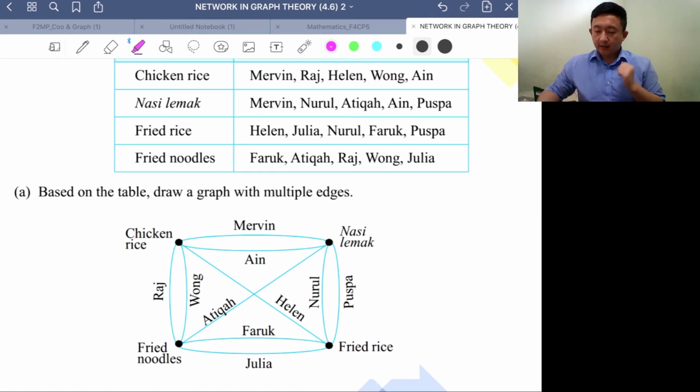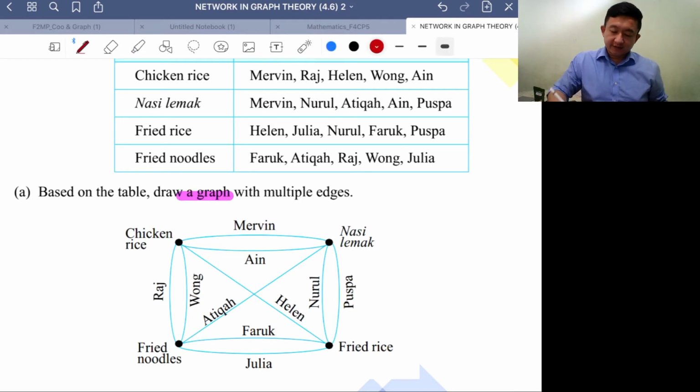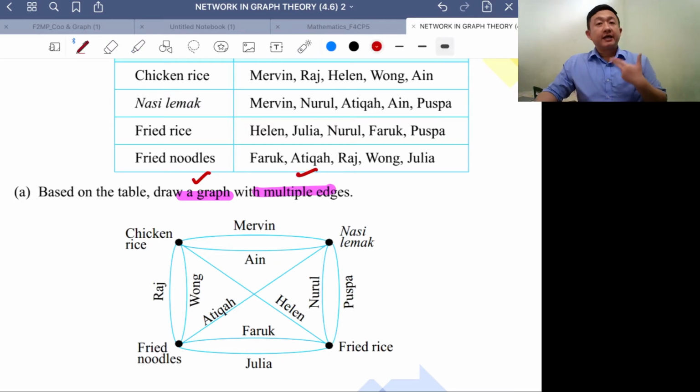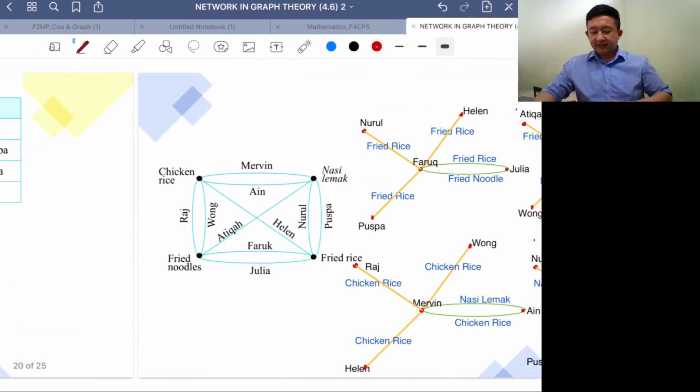Okay, this is taking food as the vertices. So, is this acceptable? Draw a graph. Is it a graph? Yes. Does it have multiple edges? Yes, so it's a graph. Is it acceptable? Yes. Okay, so you have 2 acceptable answers.